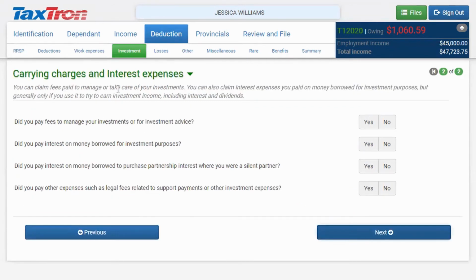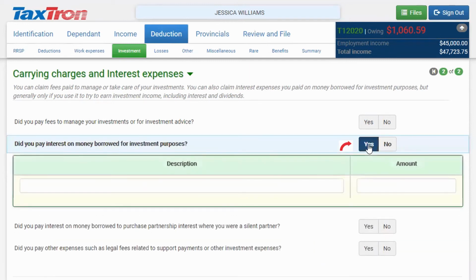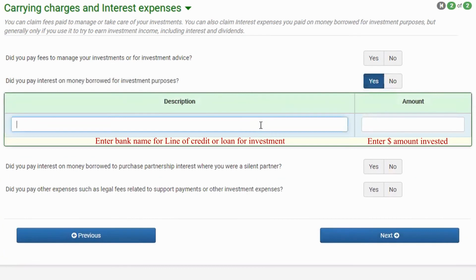In this carrying charges and interest expense profile, you will answer the second question: Did you pay interest on money borrowed for investment purpose? Click yes. Here you will enter the bank name from where you took the loan or the bank name where your line of credit is.